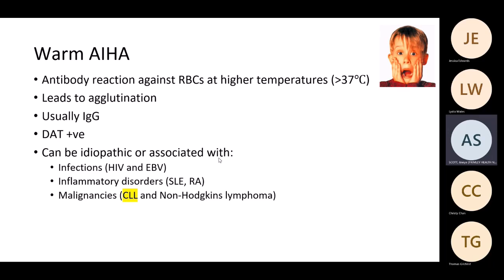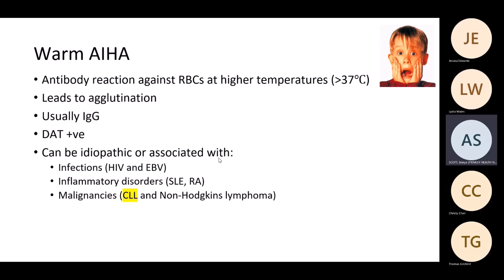So first is warm autoimmune hemolysis, and that is when you get antibodies reacting against the red blood cells at high temperatures, so temperatures above 37 degrees. And these antibodies coat the surface of the red blood cells, cause them to clump together and then be destroyed. It's usually caused by IgG antibodies, and it's DAT positive. So DAT stands for direct antiglobulin test, and it's a test you can do to see if the hemolysis is caused by an autoimmune cause, basically.